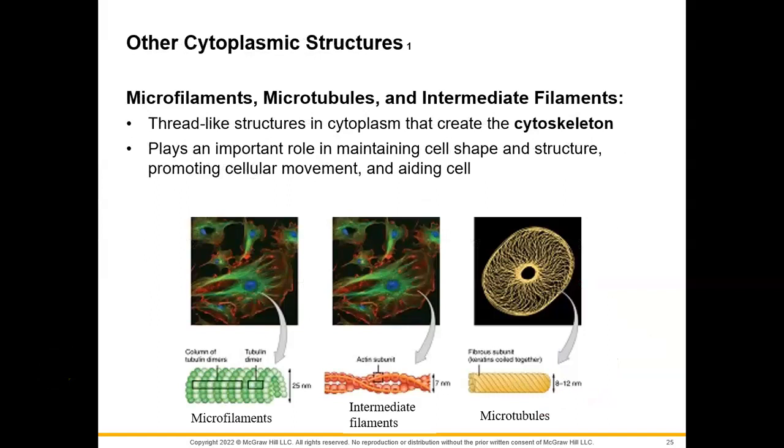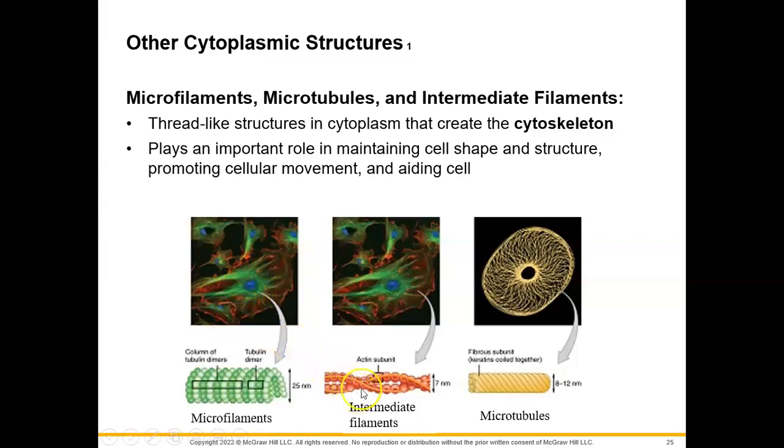Microfilaments, microtubules, and intermediate filaments are structures in the cytoplasm that create the cytoskeleton. They play an important role in maintaining cell shape and structure, promoting cellular movement, and aiding the cell in its functions. This is a cell that had the microfilaments dyed green, and it looks like a spider webbing that takes up most of the space of the cell.